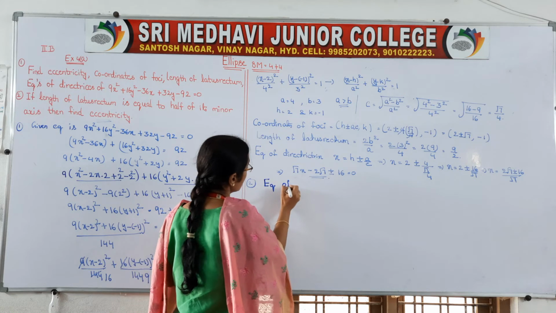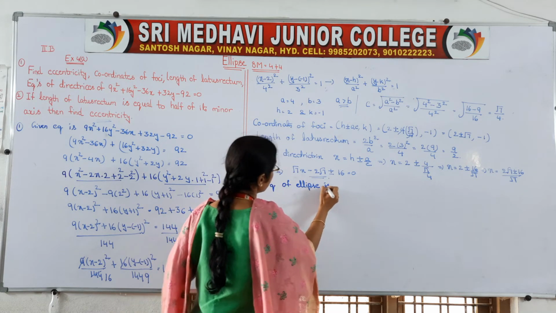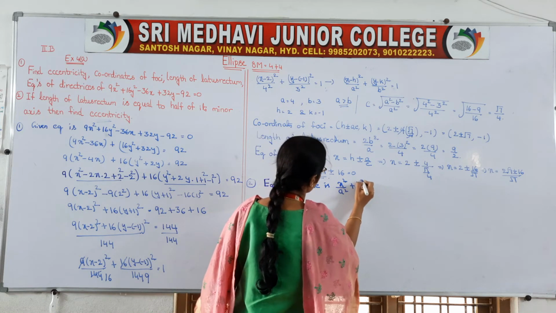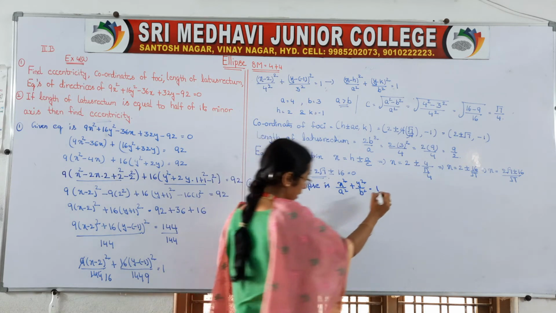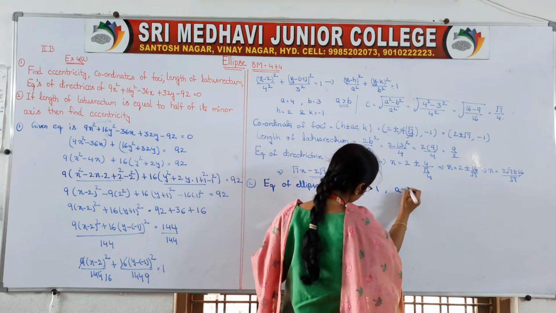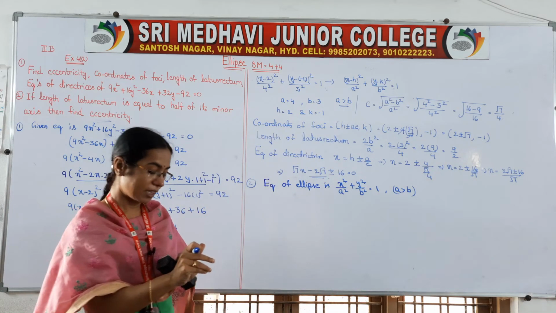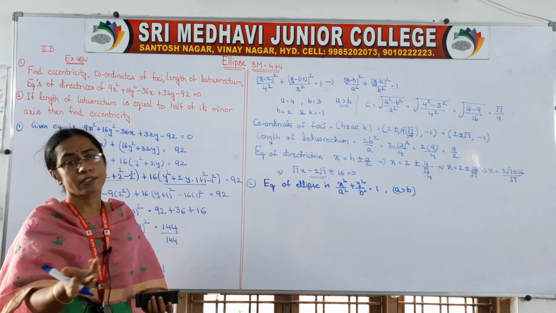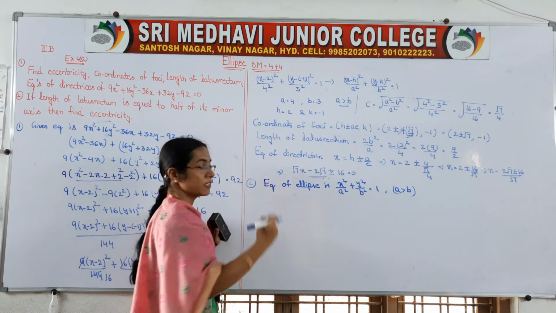So the equation of an ellipse in standard form, right? What is that? x square by a square plus y square by b square is equal to 1, where a is greater than b. Okay, so if nothing is mentioned, that means the equation is not mentioned, we will go for the standard form, the first form, right?